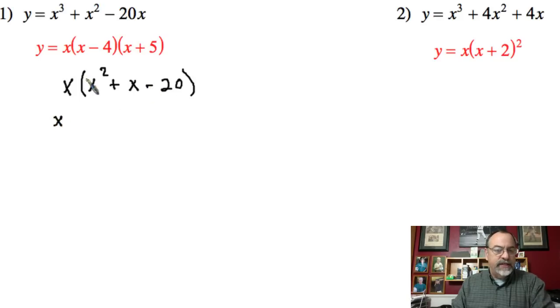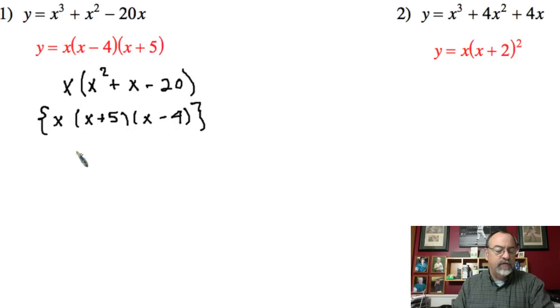This is one of our cases where the leading coefficient is a 1, so I know that this is going to be x and x. Then I'm looking for factors of negative 20 that add up to a positive 1. That's going to be a positive 5 and a negative 4, because 5 times negative 4 is negative 20, and 5 plus negative 4 is 1, which gives me the middle term. So this would be the factored form of this cubic.